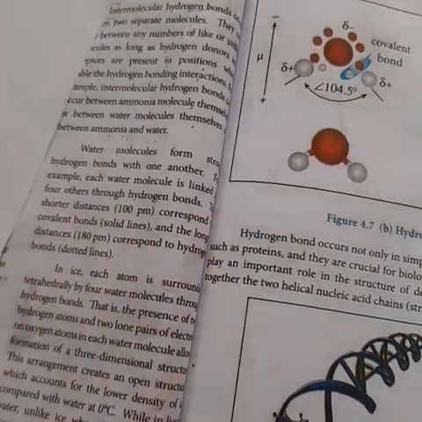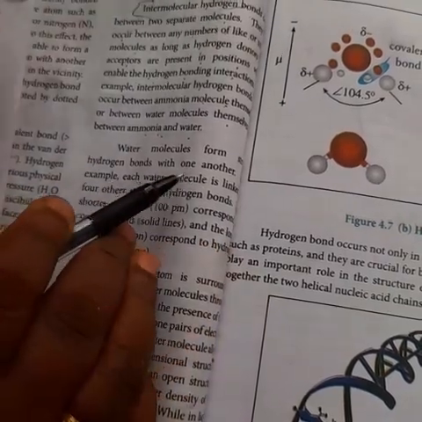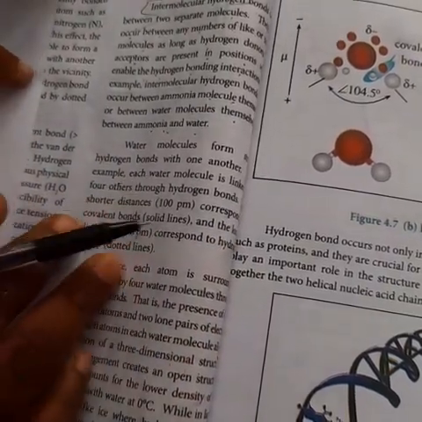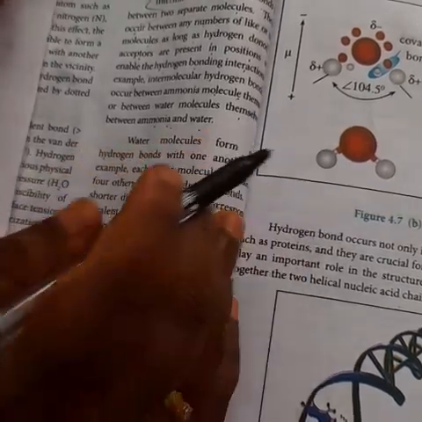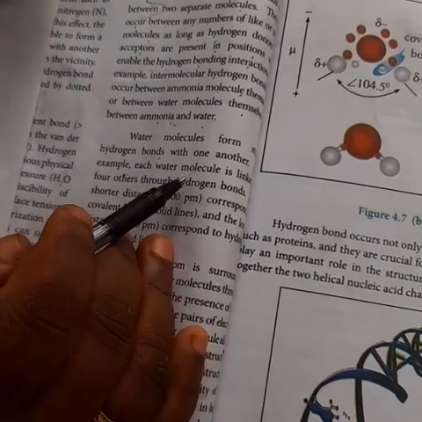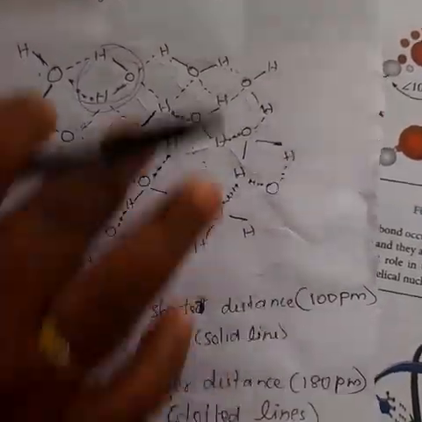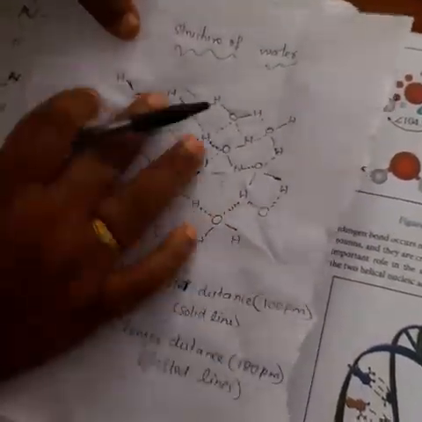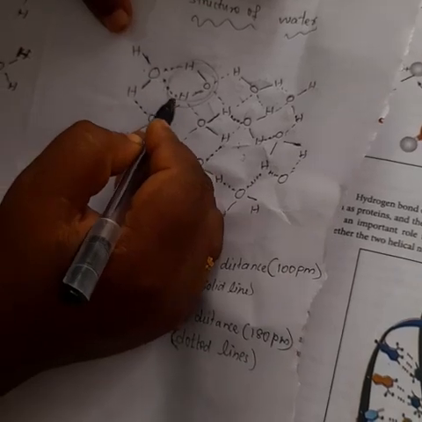Water molecules form strong hydrogen bonds with one another. This is the structure of the water molecule. Here the water molecule can form strong hydrogen bonds with one another.